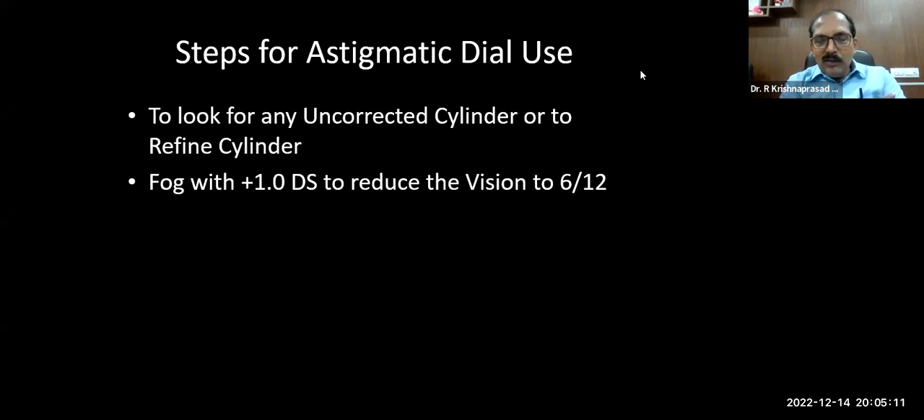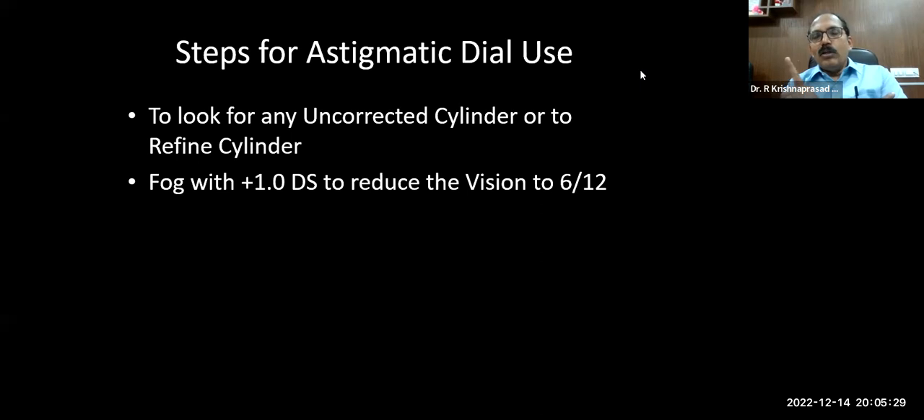So fogging basically tries to discourage accommodation, because if the patient accommodates, they will see more blur, so they will not accommodate. So a plus sphere or a plus 1.5 sphere is a good way to retard or discourage accommodation.